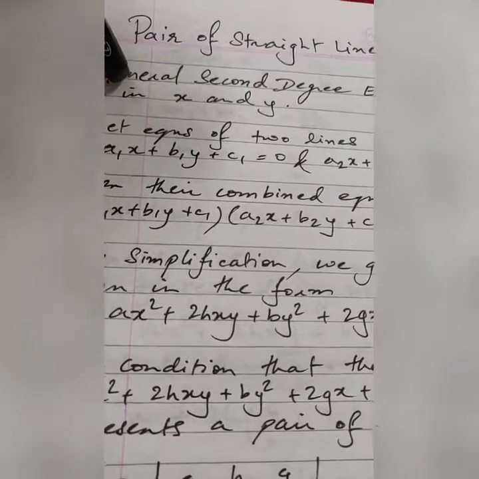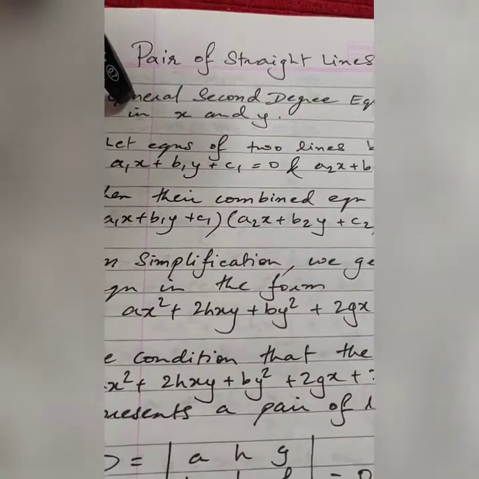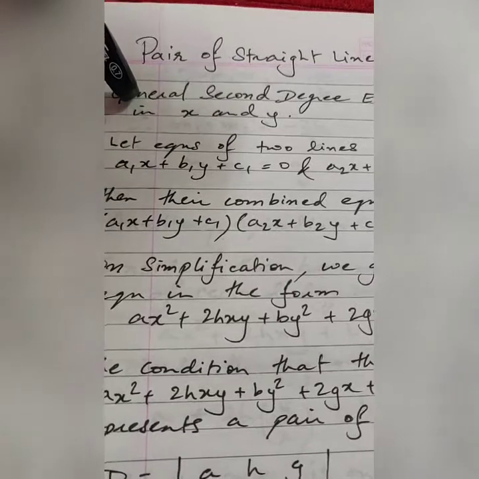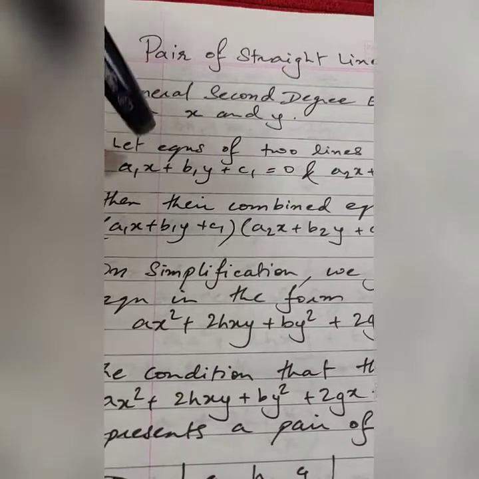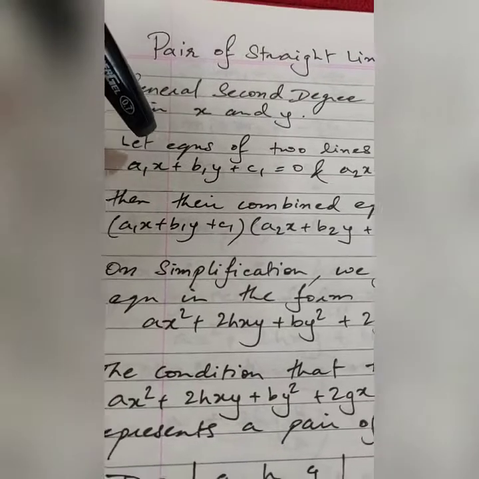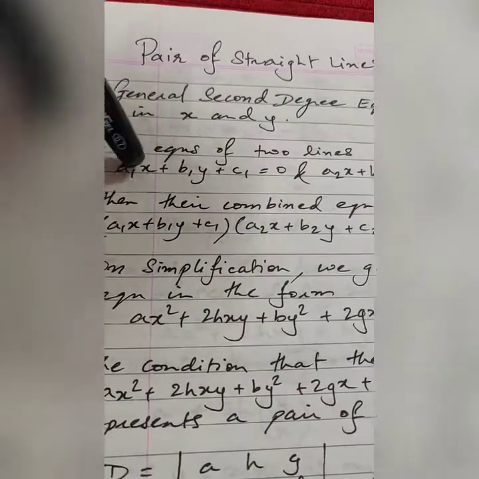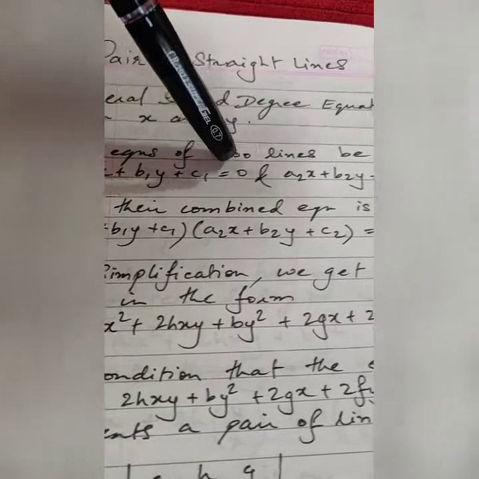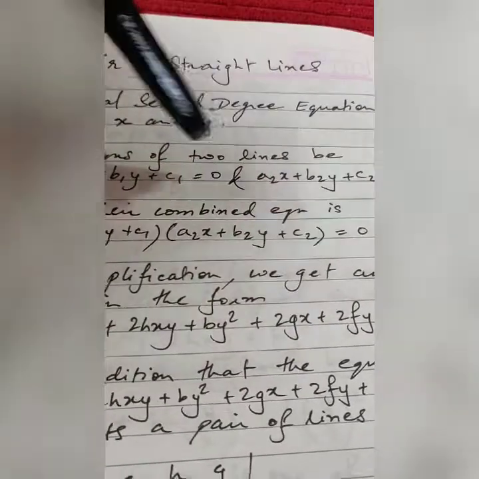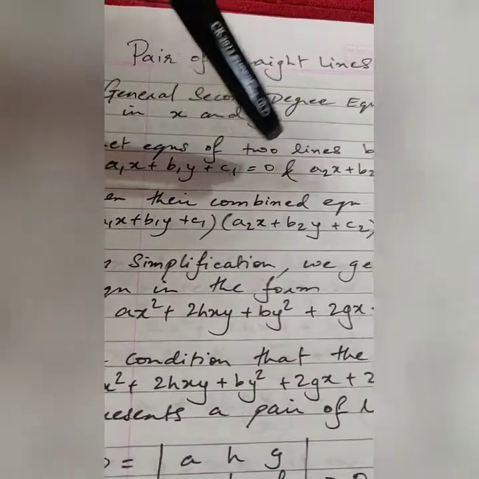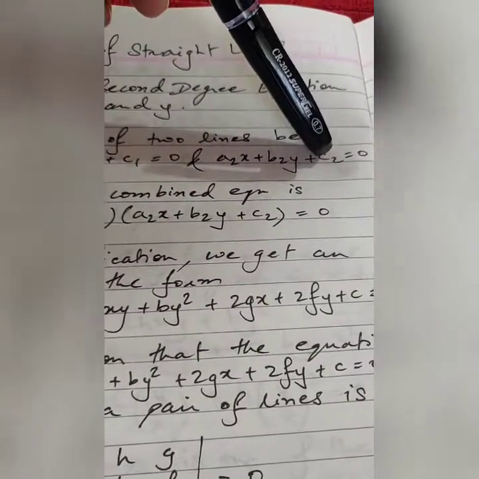Now please understand that previously we have been dealing with lines passing through the origin. What if we have to find the joint equation of two lines which are not necessarily passing through the origin? Say for example we have two lines a1x plus b1y plus c1 equal to 0 and another line a2x plus b2y plus c2 equal to 0. Obviously these two lines are not passing through the origin, they have a constant present in the equation.